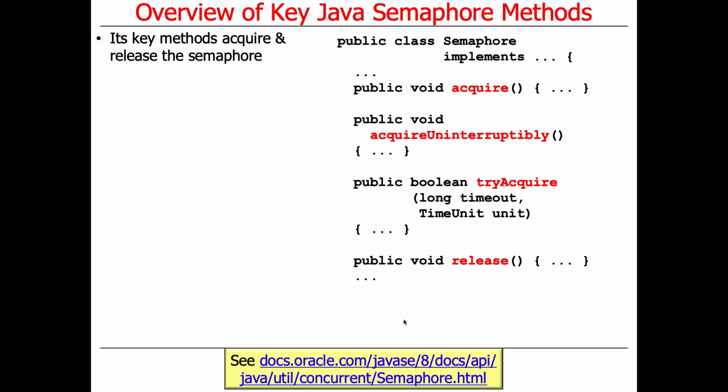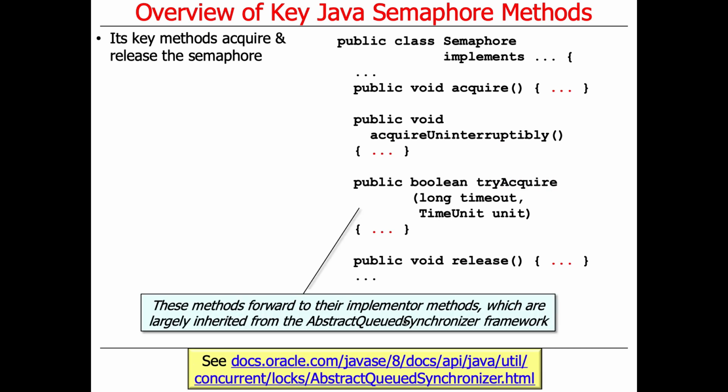So here are arguably the most important methods in Semaphore: acquire, acquire uninterruptibly, try acquire, and release. And in fact, I think for your programming assignment, you have to use acquire and release. But I'll talk about all four of these things. All of these methods simply forward to the appropriate instance that inherits from the abstract queued synchronizer, either fair sync or non-fair sync. So all those things just kind of forward, and that's why it's the bridge pattern.